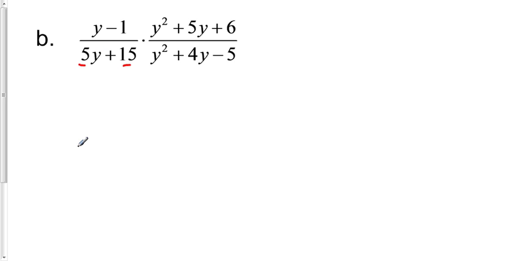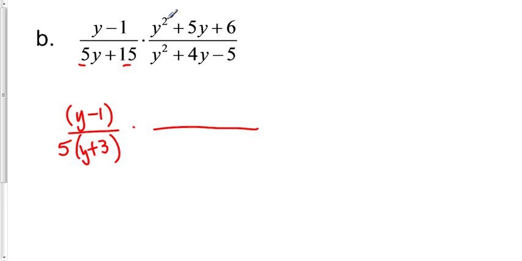Okay, so I've got two fractions here. I'm going to rewrite them each in factored form. We'll go with the top left to begin with. Y minus 1 is already a factor. I'm just going to put it in parentheses. In the denominator, I've got a common factor of 5, so we'll use the distributive property and bring that out in front. And I'm left with y plus 3.